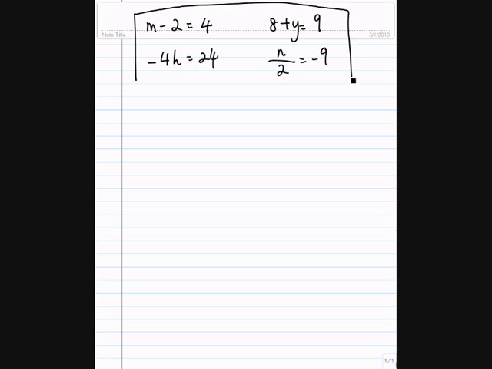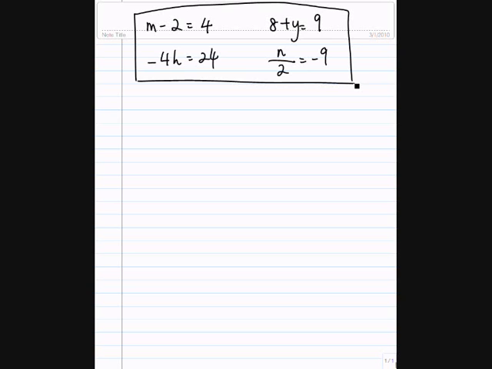You have learned how to solve equations like m minus 2 equals 4, for instance, and 8 plus y equals 9, involving additions. Equations involving multiplications, you have minus 4h equals 24. Involving divisions, you will have n over 2 equals minus 9. So you have learned how to solve simple equations. This is just a one-step equation.